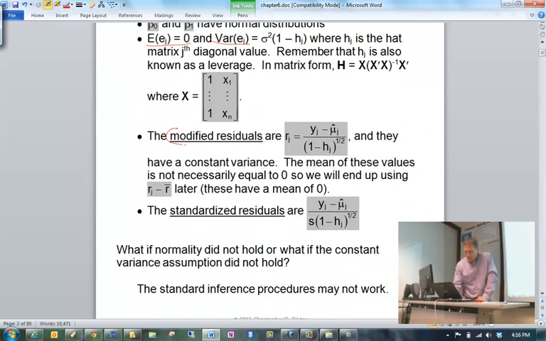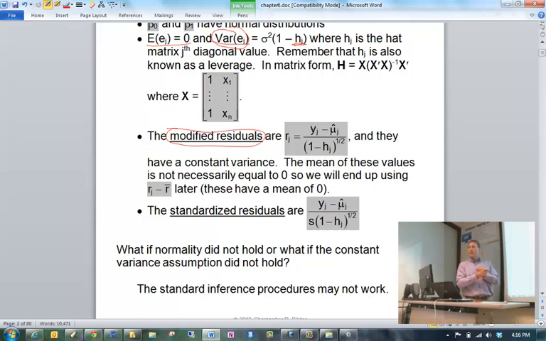We're going to be talking about things called modified residuals. So notice it's just your regular old residual, e sub j, but now we're going to divide by the square root of 1 minus h sub j. The reason being is because these r sub j's will have a constant variance. Notice how the variance of e sub j changes depending upon what h sub j is. So if I take out that 1 minus h sub j, dividing the residual by the square root of it, now I have a constant variance for r sub j, my modified residual.